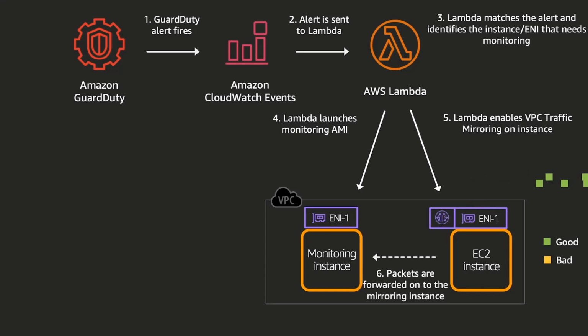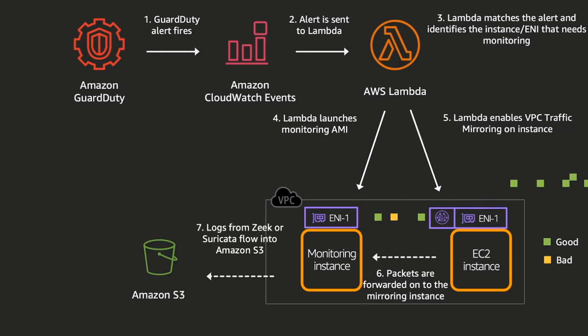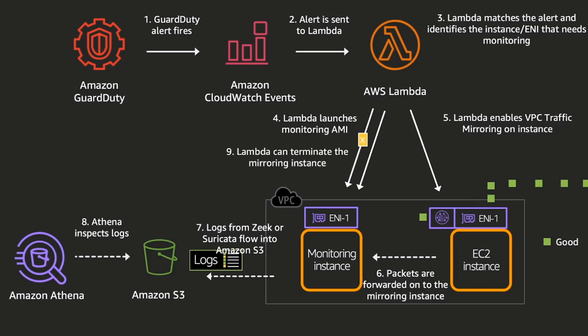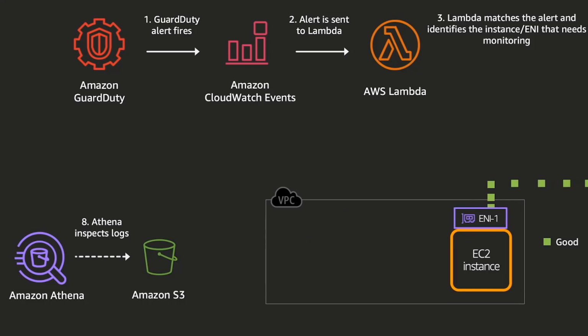So now traffic is going to get forwarded to the monitoring instance based upon an alert that was fired from Amazon GuardDuty. Then we could use Zeek or Suricata or something similar to create logs of the traffic and maybe ship those logs off to S3. Now we could then at a later stage come through with Amazon Athena and inspect the logs and do something with that traffic. Now, let's just say the bad traffic goes away, or maybe we've applied some filters or something similar. You can then have AWS Lambda spin down the monitoring instance and turn off traffic mirroring, and everything goes back to normal. And this could all be automated, which is pretty amazing.